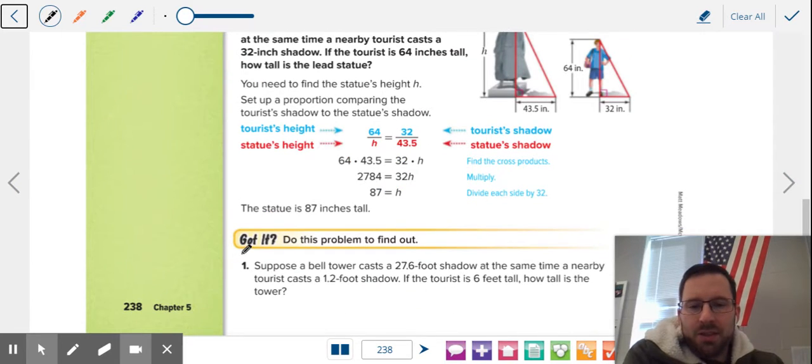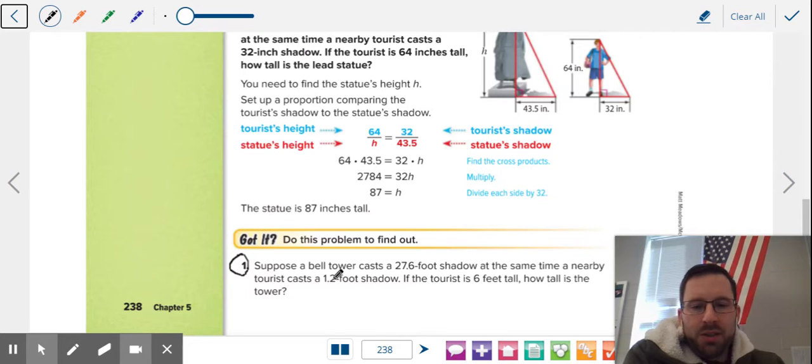In this example here, we're going to do number 1 on page 238. A bell tower casts a 27.6 foot shadow at the same time nearby. A tourist casts a 1.2 foot shadow. Since the sun is so far away, 93 million miles on average, it makes similar triangles. It's so far away, there's no real difference in the angle, especially if they're standing really close together. If the tourist is 6 feet tall, how tall is the tower?